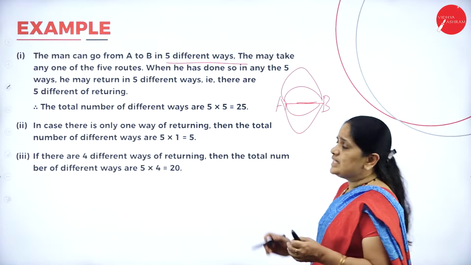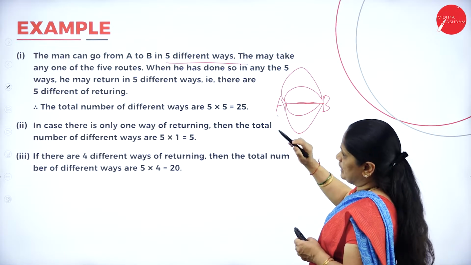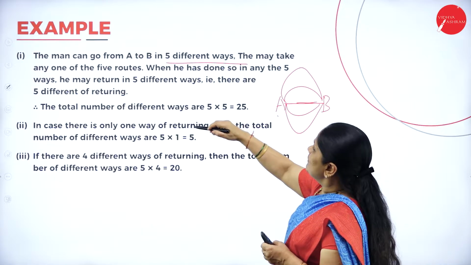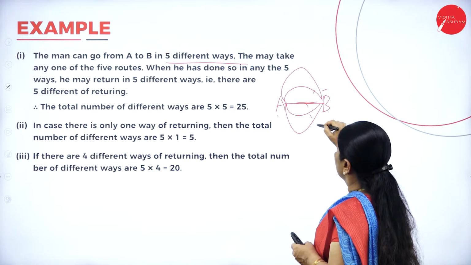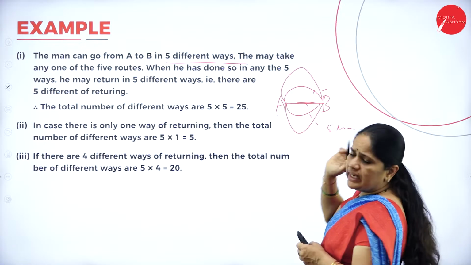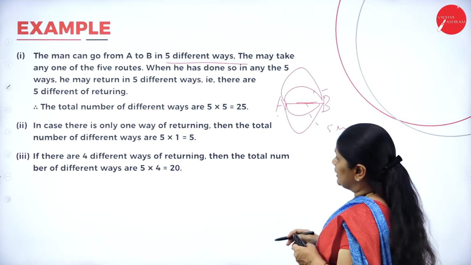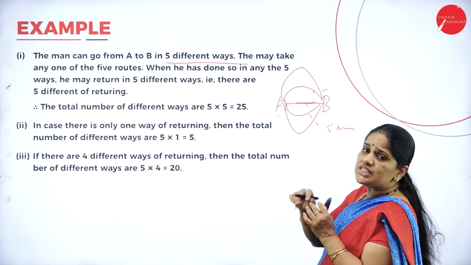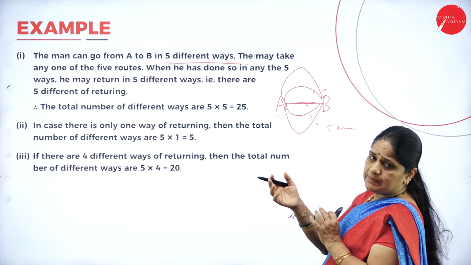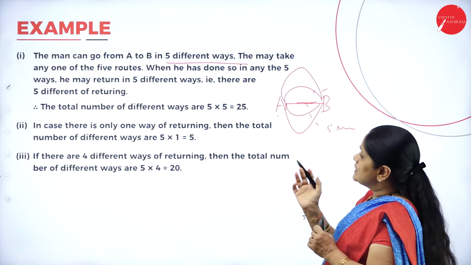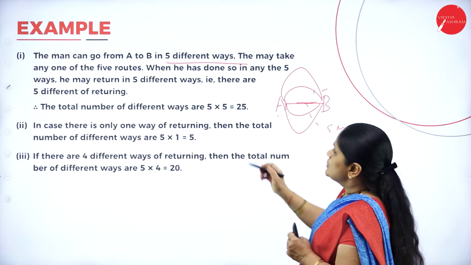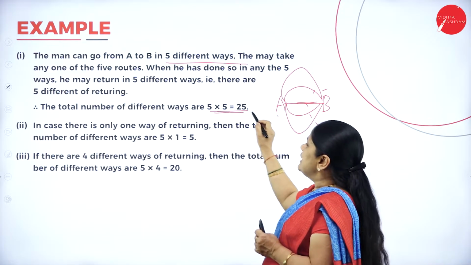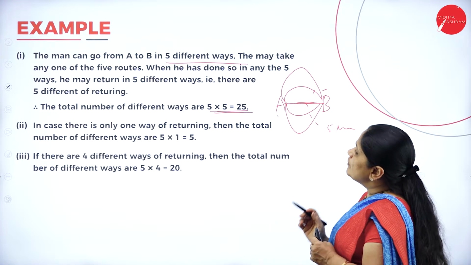So there are 5 ways of going from A to B. He may take any one of the 1, 2, 3, 4, 5 routes, so he can take any one of the 5 routes. That means there are 5 ways of returning also. If he has 5 ways of going to place B, then there will be 5 ways of returning from B. So there are totally 5 into 5, that is 25 ways.